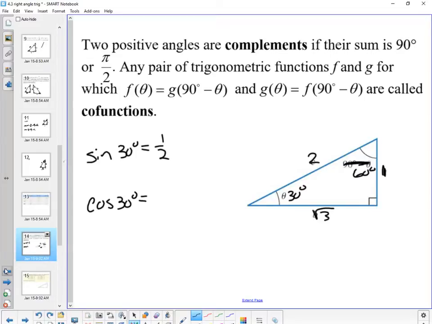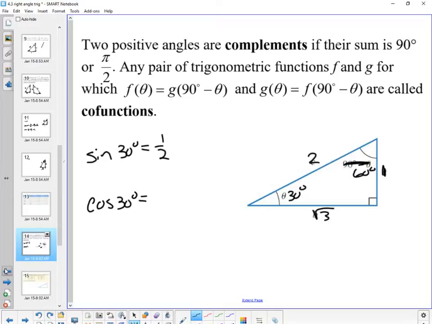Cosine is the, hold on. Laptops. Please let me have your attention up here, because if you miss some of this, you're going to hurt later.